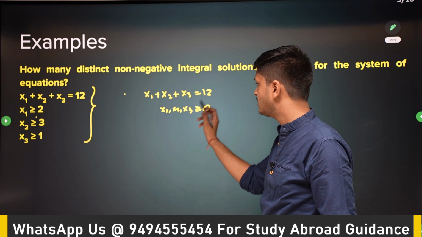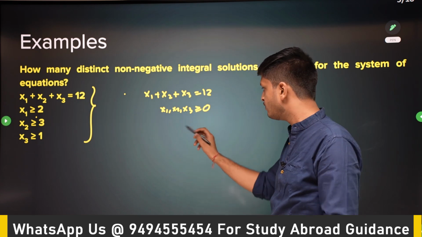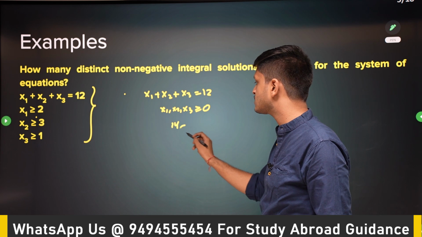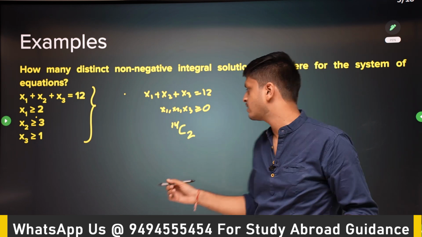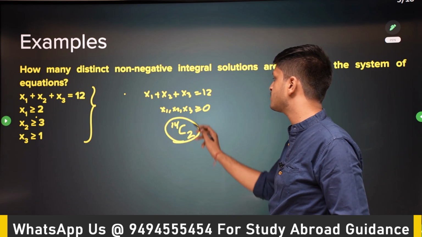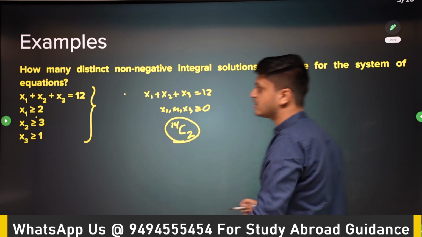So 12 plus 2, that is n plus r minus 1, is 14. In 14 boxes, you insert 2 sticks and you will get a different solution every time. N plus r minus 1 choose n minus 1, so 14 C2 ways in which we can solve this problem.